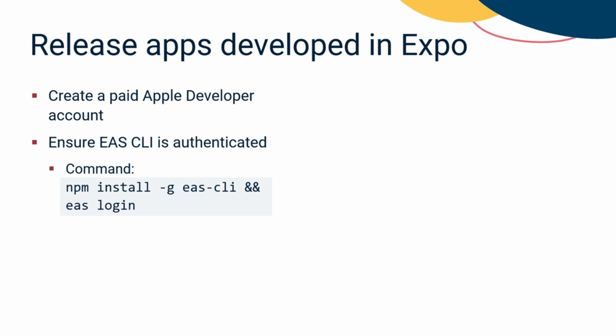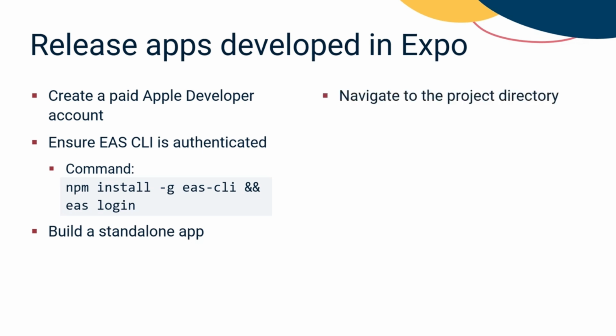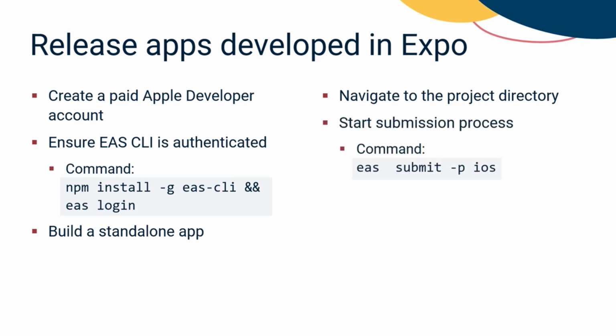To submit your app, first build a standalone app with a signed binary using EAS Build or manually. Then, navigate to your project directory and run the provided command to start the submission process. This command will guide you, so starting within your project directory is essential. If you haven't created an App Store Connect API key, the EAS CLI can help you set it up. You'll also have the option to provide an app-specific password.